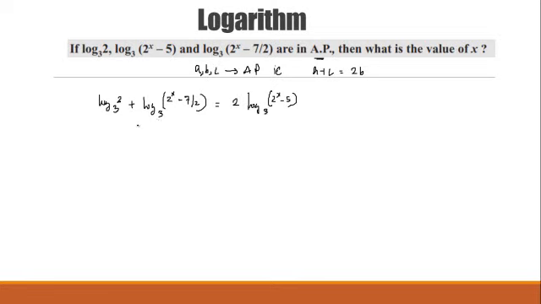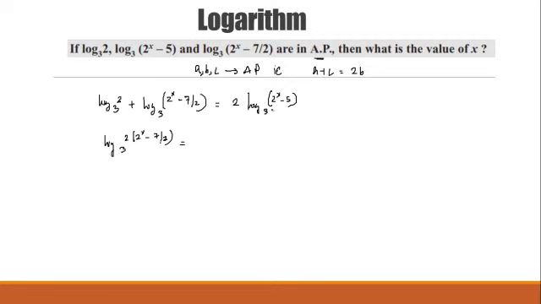Now we can apply the property of the multiplication theorem, the log of a product of two numbers. Since the bases are the same, on the left hand side you can write the log product formula for the two numbers. So that equals log of 2 into (2 to the power x minus 7 by 2), and the base is 3.